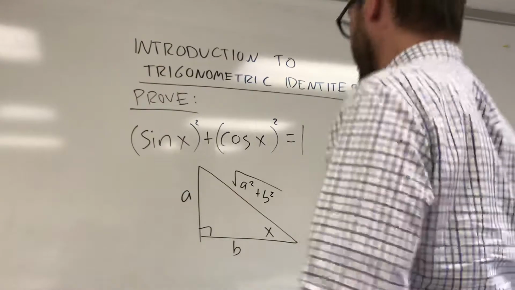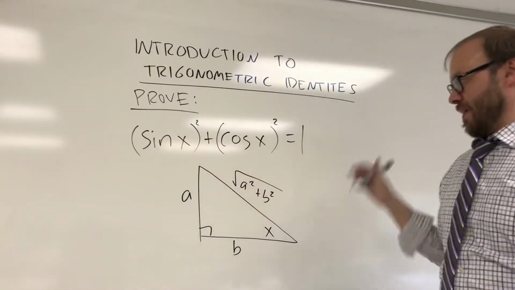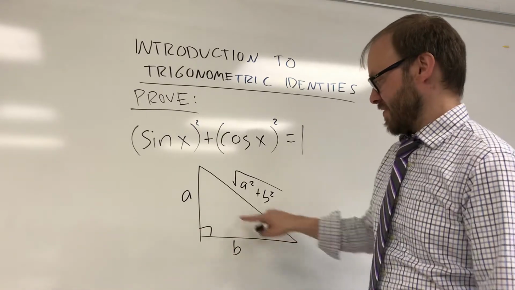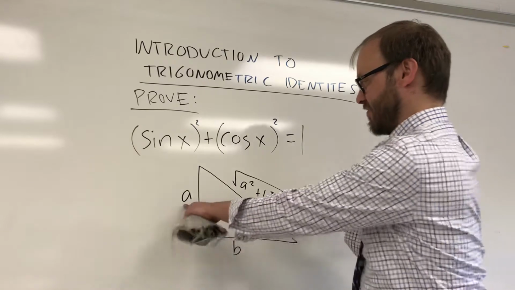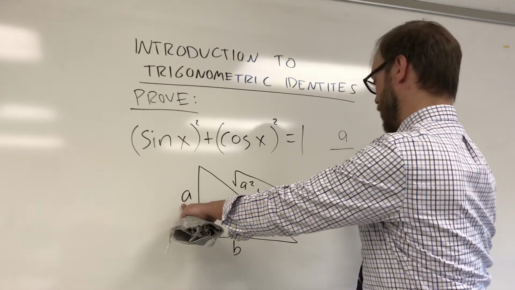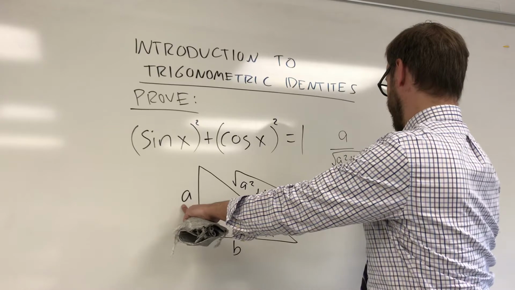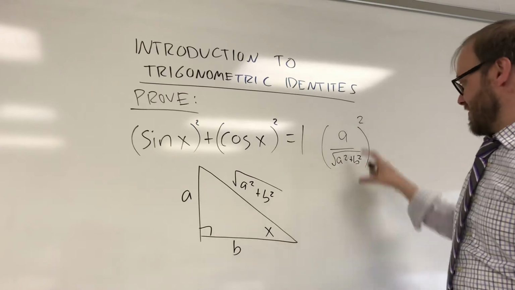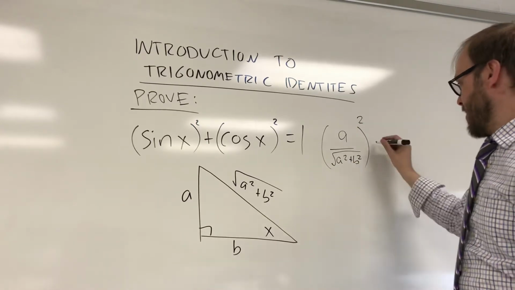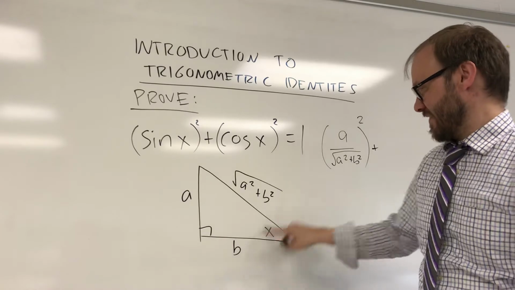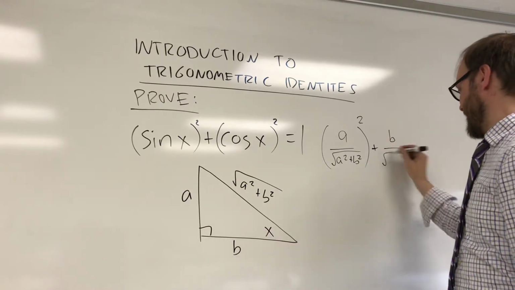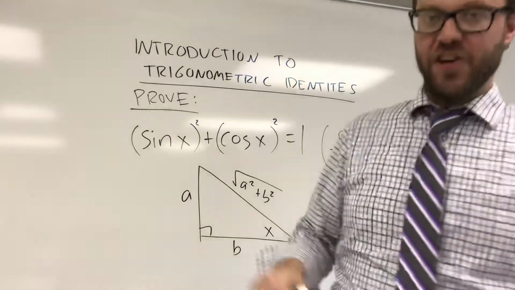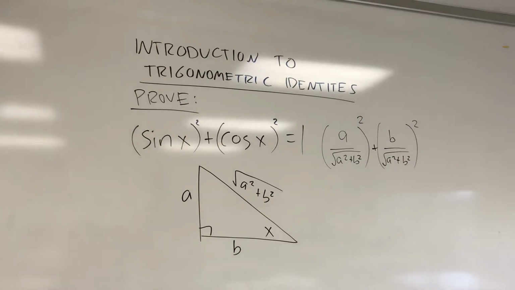Okay, so I'm going to just do this statement. I'm going to see what happens, okay? So the sine of my angle is going to be the opposite side over the hypotenuse. So the sine of angle x is going to be A over the square root of A squared plus B squared, okay? We are squaring that. So this is the sine value, we're squaring it, okay? The cosine value is the adjacent side over the hypotenuse. So that's going to be B over the square root of A squared plus B squared, okay?